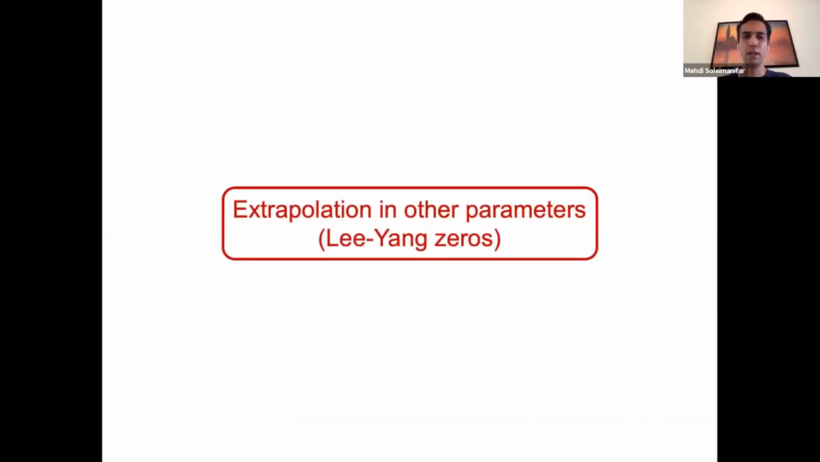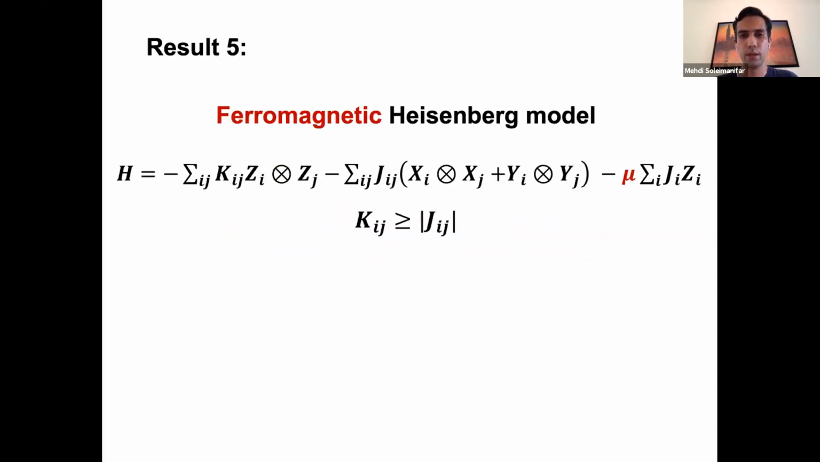All right. So far I've talked about the Fisher zeros, but we've also looked at the Li-Yang zeros. So the idea here is that we don't need to only restrict ourselves to beta as a parameter and Taylor expand with respect to that. We can also extrapolate with respect to other parameters in the Hamiltonian.